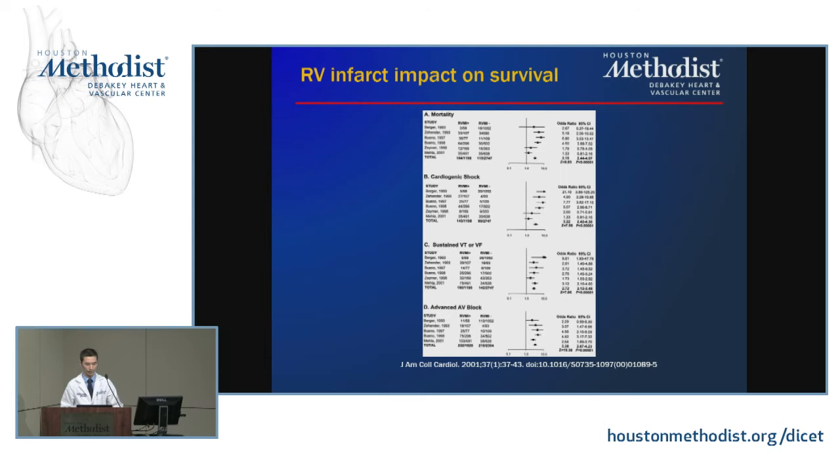This is a meta-analysis showing what happens if RV infarct does show up. That there is increased mortality, as one would expect. Cardiogenic shock would present as well, and because of the fibrotic nature of the tissue, there's going to be VT and VF as well, and the likelihood of advanced AV block. This is stuff we would already know from a clinical presentation.